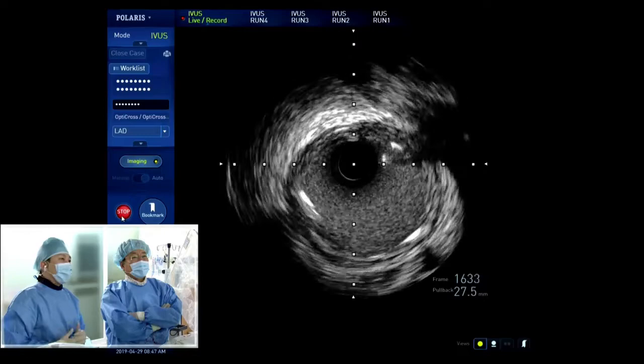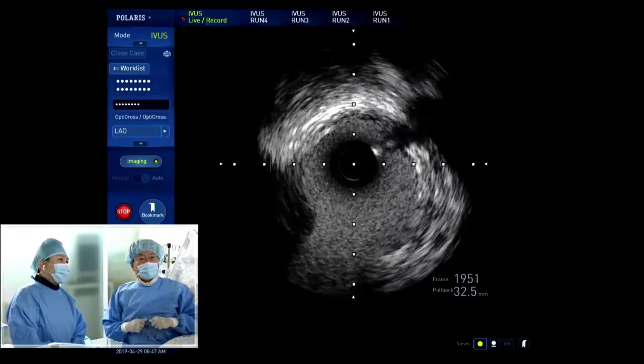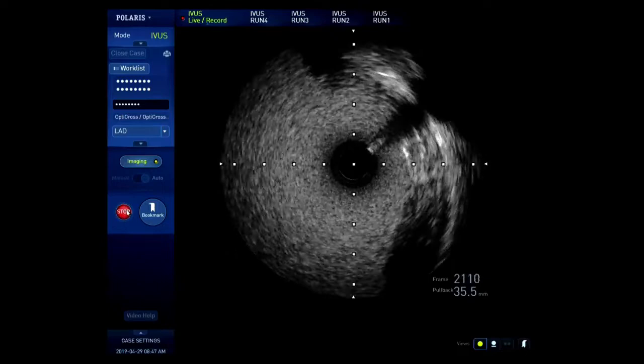Yes, well expanded, well apposed. Well, one or two segments at 11 o'clock, 12 o'clock, yes. Some mild malposition over there. However, overall, stent expansion is good. The stent diameter is 4 millimeters, yes.